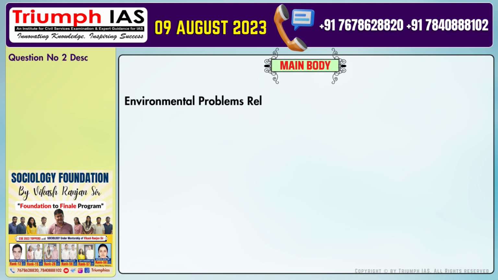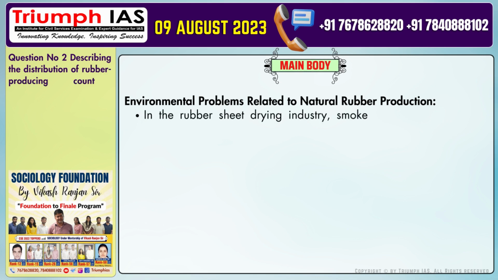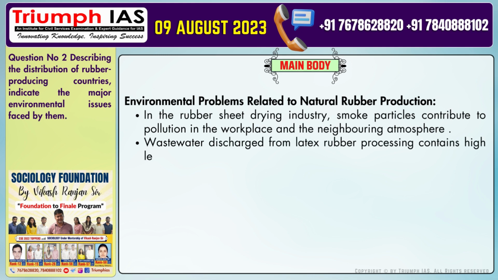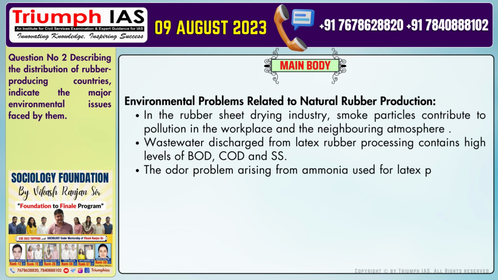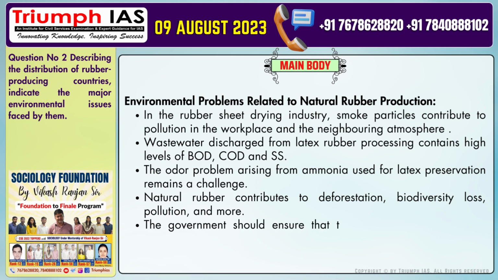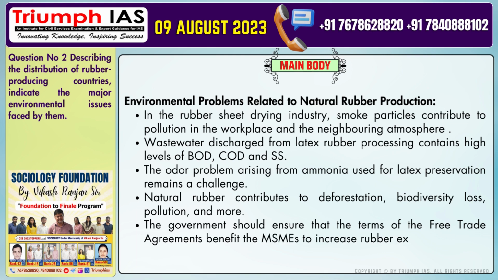Environmental problems related to natural rubber production. Number 1. In the rubber sheet drying industry, smoke particles contribute to pollution in the workplace and the neighboring atmosphere. Number 2. Wastewater discharged from latex rubber processing contains high levels of pollutants. Number 3. The odor problem arising from ammonia used for latex preservation remains a challenge. Number 4. Natural rubber contributes to deforestation, biodiversity loss, pollution, and more. The government should ensure that the terms of the free trade agreements benefit the MSMEs to increase rubber exports.